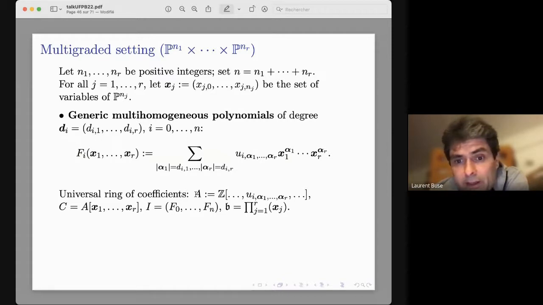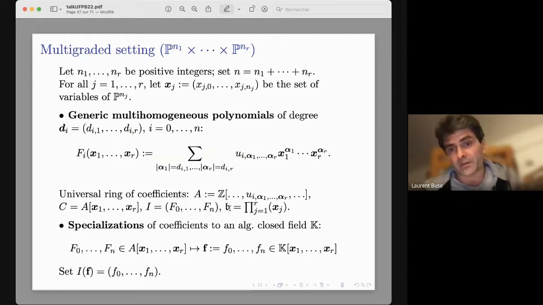I will also call A the universal ring of coefficients. So this is the ring over Z where you put all the coefficients of the Fi. So this is very similar. I will denote by C the polynomial ring where you put the coefficients and the variables, by I the ideal generated by F0 up to Fn. So this is the same. And now we need to replace the irrelevant ideal of Pn by the product of all the irrelevant ideals with respect to Pn1 up to Pnr. So this is the product of all irrelevant ideals of all the projective spaces. I will denote it by B.